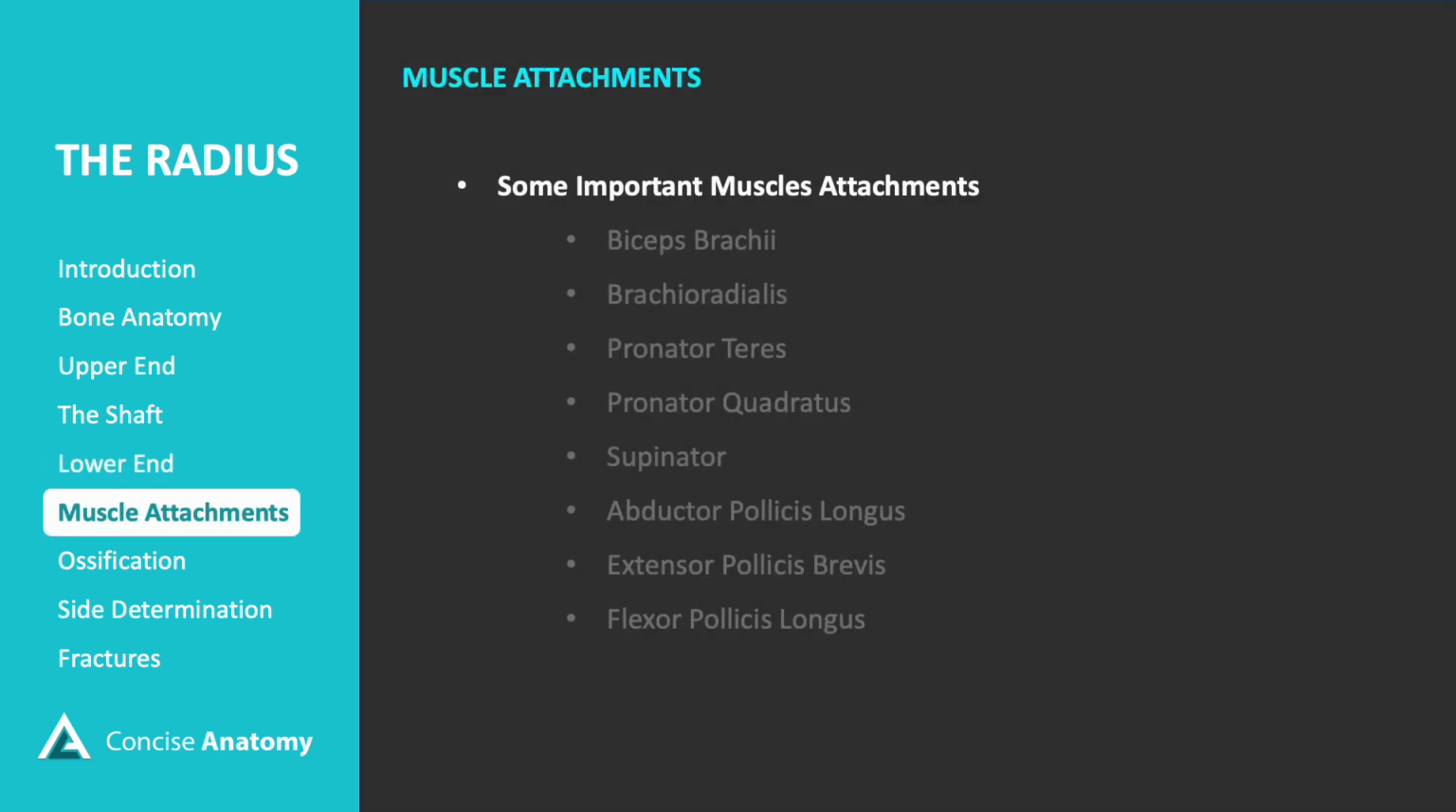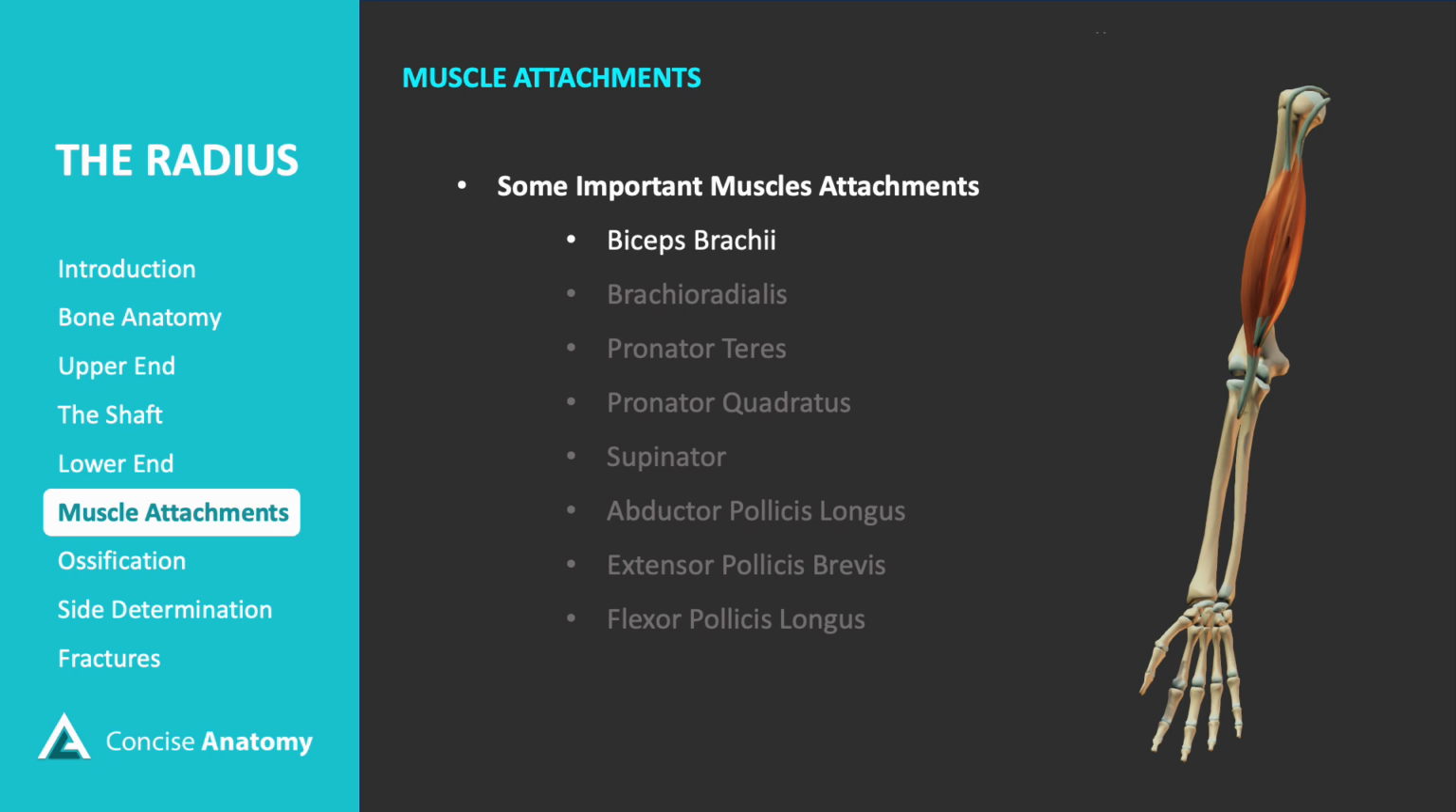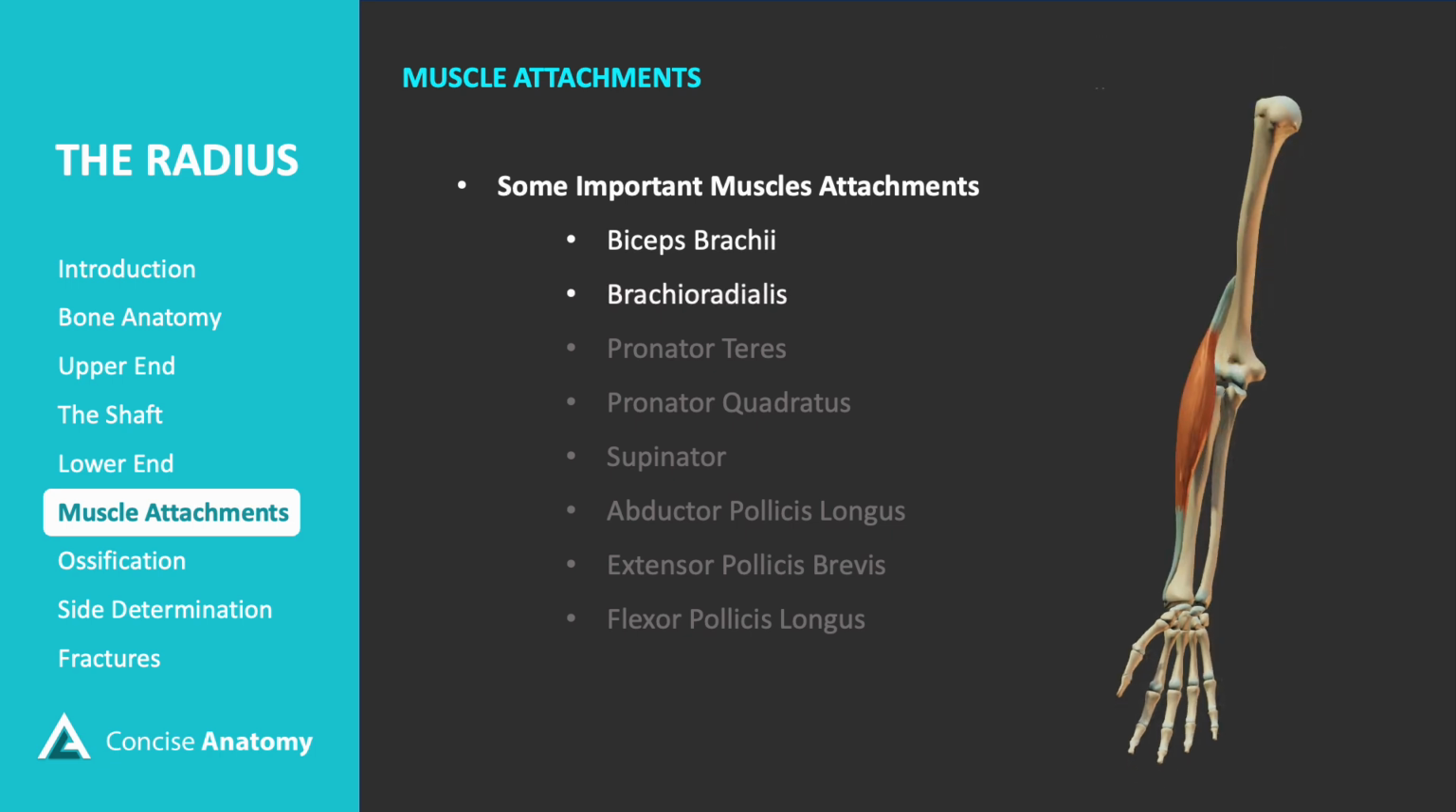There are several key muscles that have their origins and insertions on the radius. Let's look at them one by one. The biceps brachii attaches to the radial tuberosity, aiding in forearm flexion and supination. The brachioradialis inserts on the distal radius near the styloid process, assisting in elbow flexion.